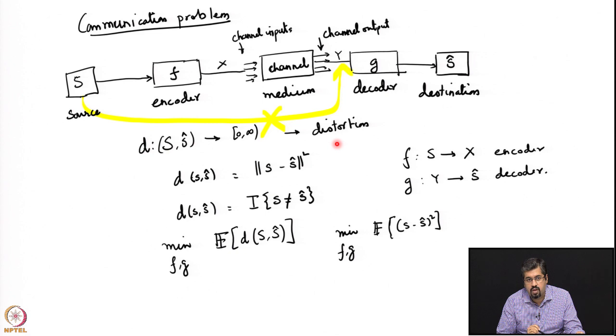And the goal of the communication problem was to minimize a certain cost function. The cost function here is known as distortion. Distortion measures how different S is from S hat. So, the goal was to minimize the expected distortion over the choice of all these functions f and g. The particular cases of this distortion were, for instance, that the distortion could be the indicator of S not equal to S hat, in which case this expected distortion just becomes the probability that S is not equal to S hat, or the distortion could be the squared error difference between S and S hat, in which case the expected distortion is simply the mean square error between S and S hat.